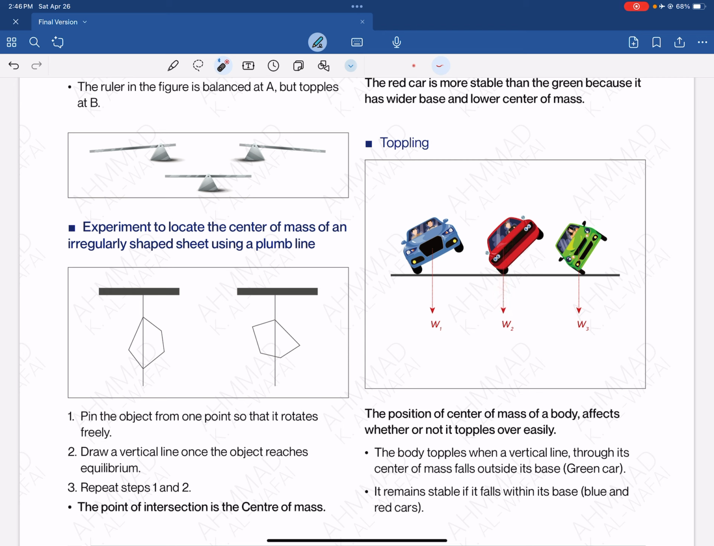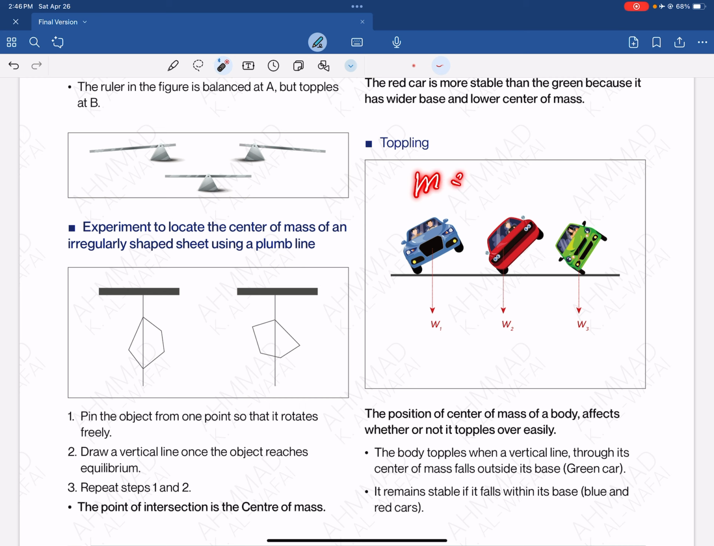If you look at this one, the weight is outside of the base and it's causing a turning effect in this direction. So this car is not stable and it's basically going to topple. Okay, so this introduces us to the idea of turning effect.